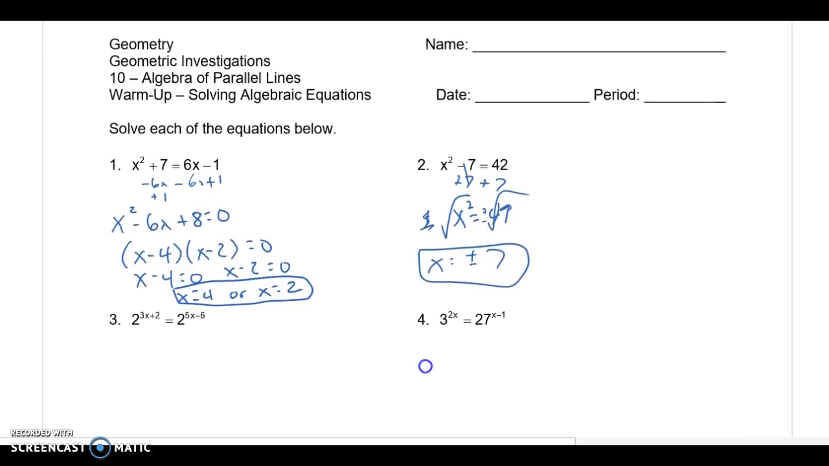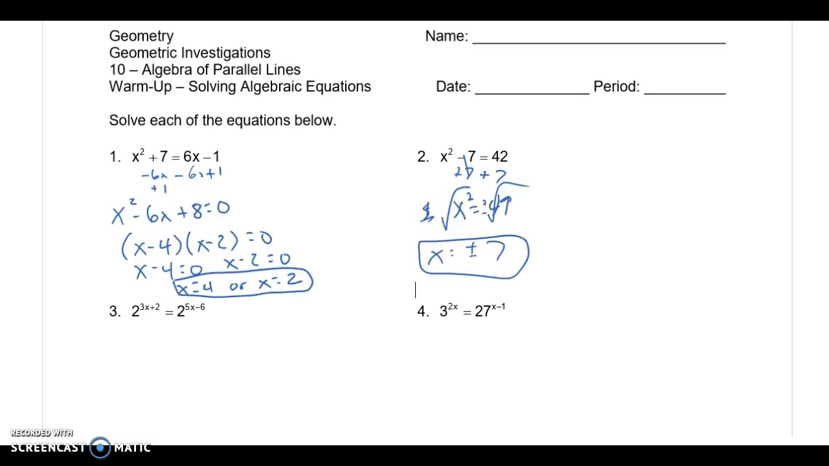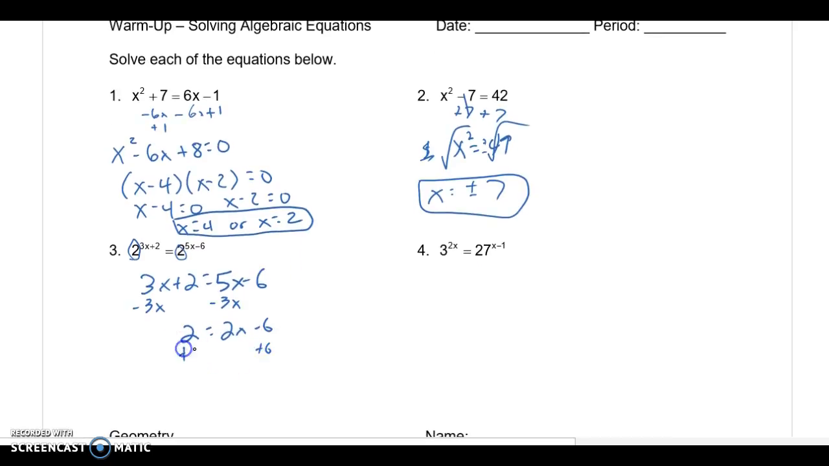3 and 4 are exponential equations, and in order to solve these, the easiest way to do it algebraically anyway, is to make sure that they have the same base. So on number 3, they already do. The base here is that 2. So the bases are the same. If this equation is actually true, then the exponents have to be equal as well. So I know that 3x plus 2 has to equal 5x minus 6. And I can solve that by taking away 3x, adding 6, and dividing by 2 gives me x equals 4.